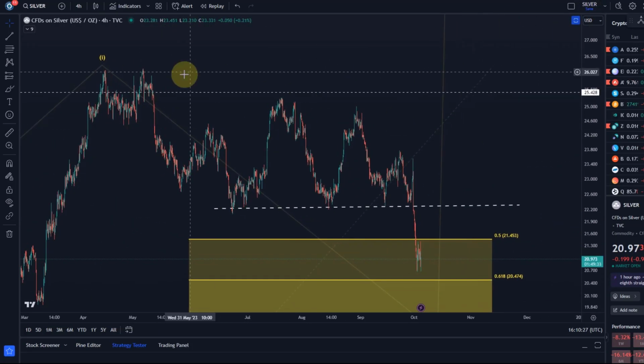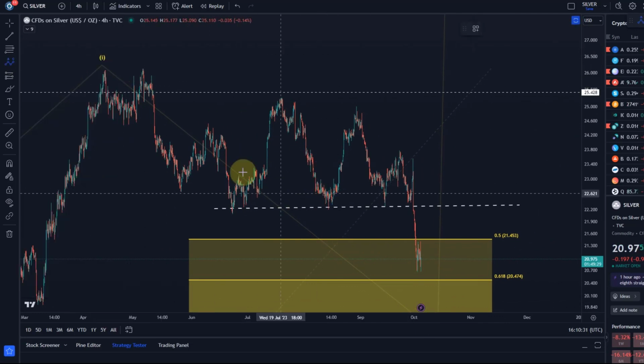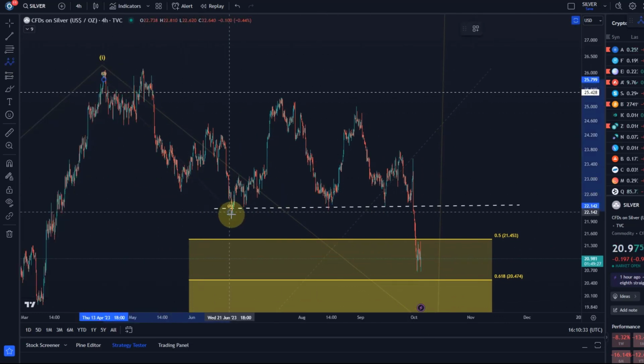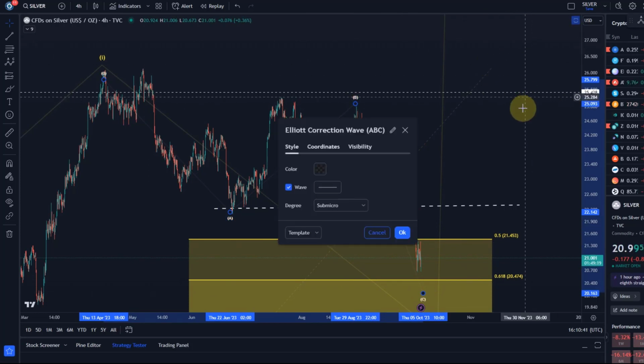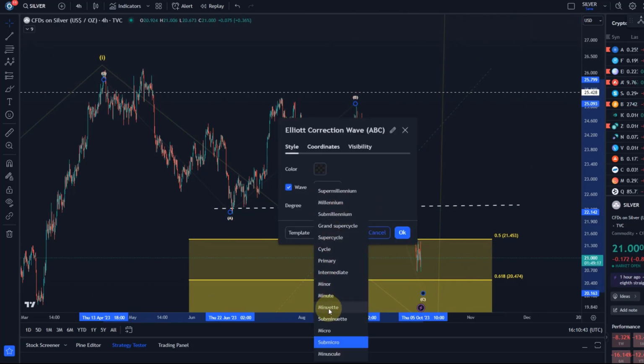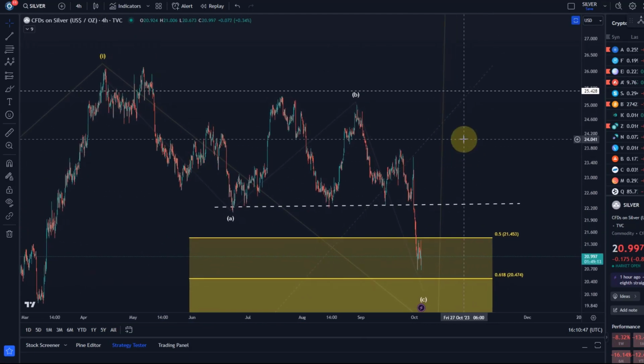So if we are tracking a correction here, then this would have been an A wave, okay? We had it like that before as well. Then we said, okay, was the B here and the C down there? Let me just change the color and the wave degree. I just want to build it again with you so that you understand the different structures.